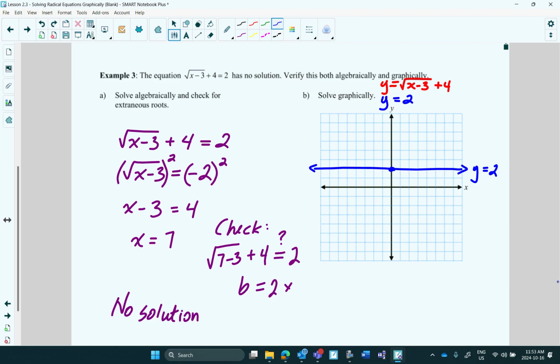For this one, what do I take all my points, my reference points, and do what to them? Move them. How much? 3 to the right and 4 up. So 0, 0 goes here. 1, 1 goes here. 4, 2 goes here. And that's y equals root x minus 3, plus 4.